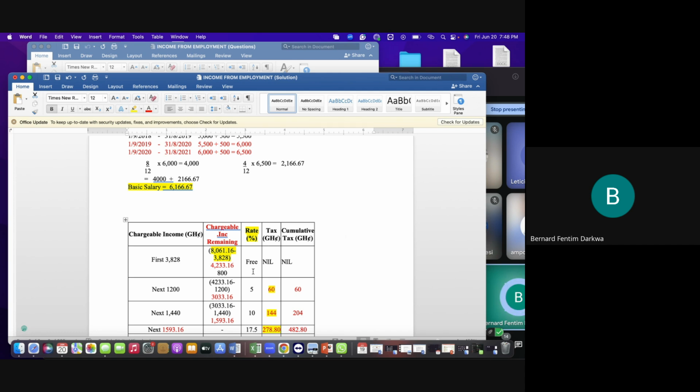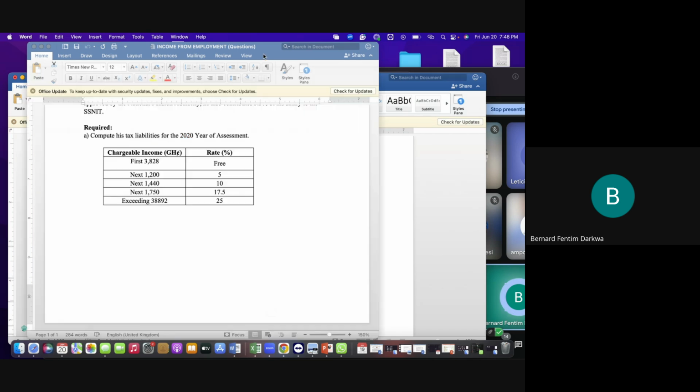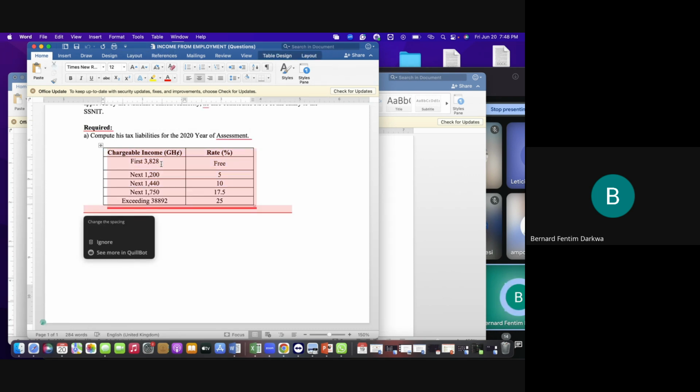First, you need to take the tax-free amount from your salary income. That's the first thing, because for every taxpayer we have to take that off before we calculate the tax. So the question says the first 3,822 is free. There's no tax on that amount. The first 3,822 is free, no tax on it.